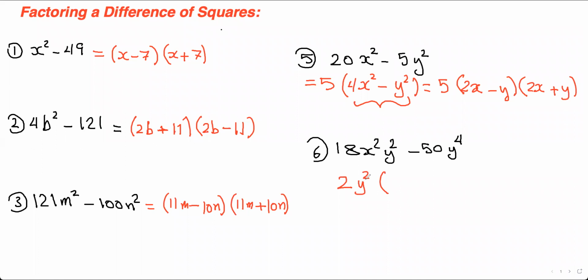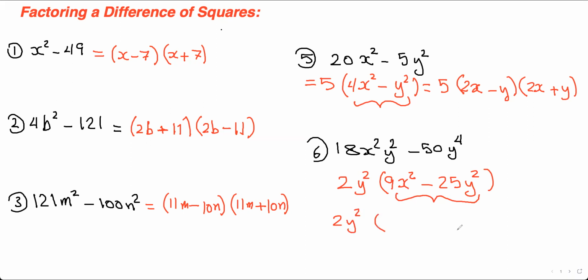Now we divide 18 by 2, we get 9, and we have the x squared. And y squared divided by y squared cancels, so we don't have a y squared in the first term anymore. And then 50 divided by 2 is 25, and y to the 4 divided by y squared gives me y squared. Now see, this wasn't a perfect square, and this wasn't a perfect square. Once we take out the greatest common factor, this right here ends up meeting the conditions for factoring a difference of squares. So we put a 2y squared there, we carry that.